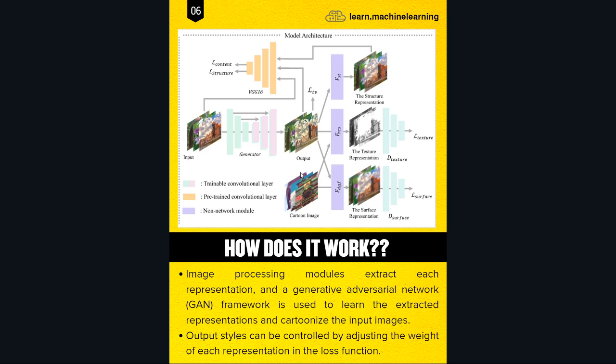This is what these two networks do in the GANs, and the authors used the GANs to generate the animated images. The GANs are used to learn the extracted representations and cartoonize the input images. You can also control the output styles by adjusting the weight of each representation in the loss function. Now I'll explain the complete architecture in detail, like what exactly every module does.